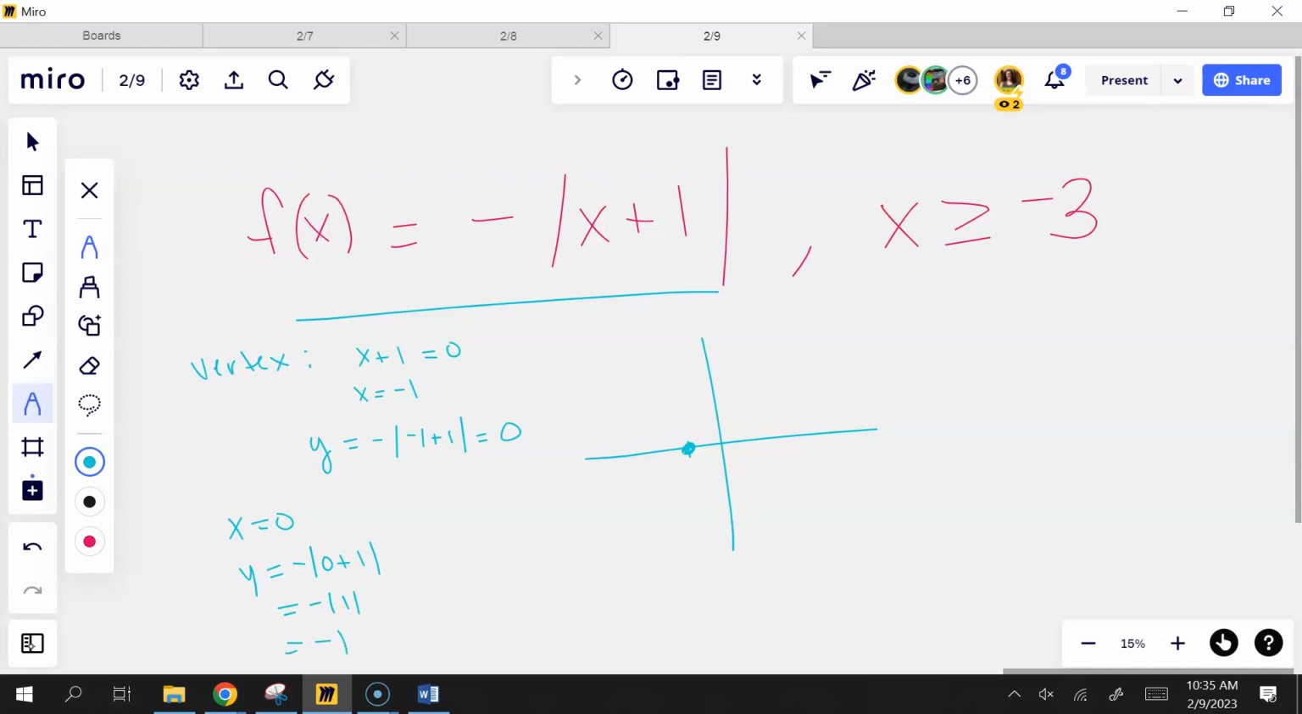Agree? Let's reflect it, and then we'll connect them. Right now, I'm not worried about that. I just want to show you the graph right now. Okay, now, that's exactly right.